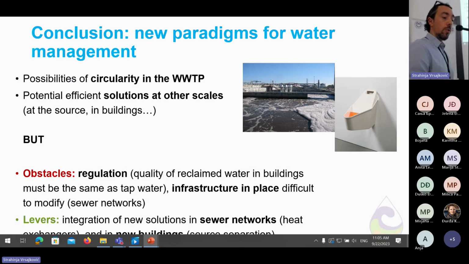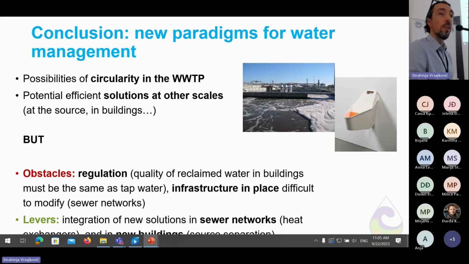So yeah, in conclusion, we can show that there are possibilities of circularity of many things: of heat, of water itself, of nutrients in the wastewater treatment plants that are already in place. But there are also potential solutions that can be implemented at other scales, as we have seen in the buildings, or recovery of urine or grey water at the source, so as not to lose the water going to the wastewater plants.